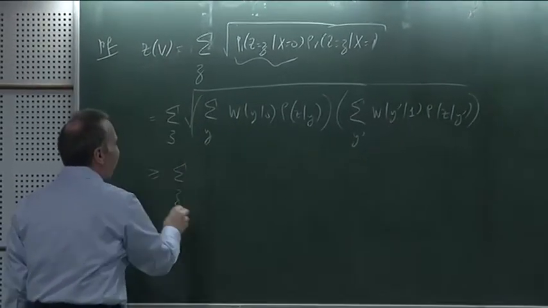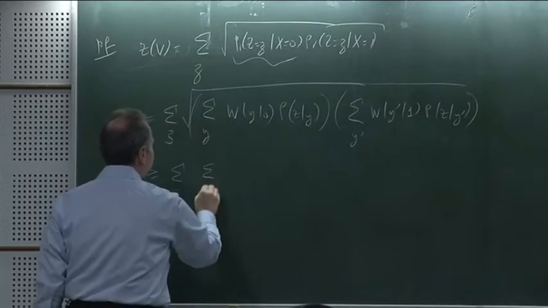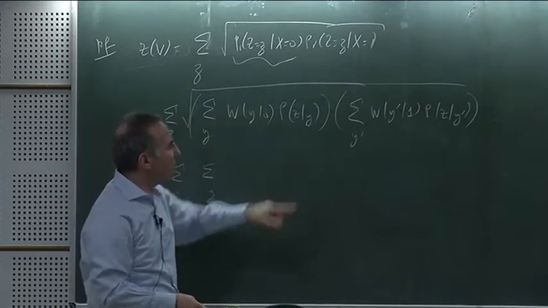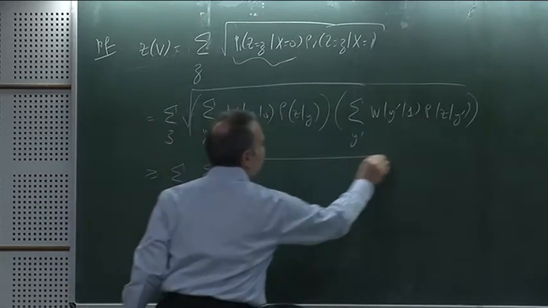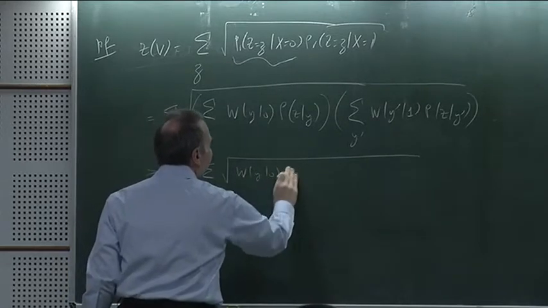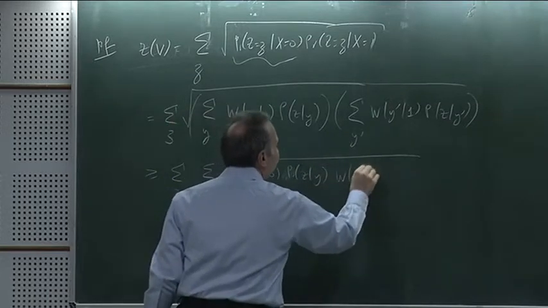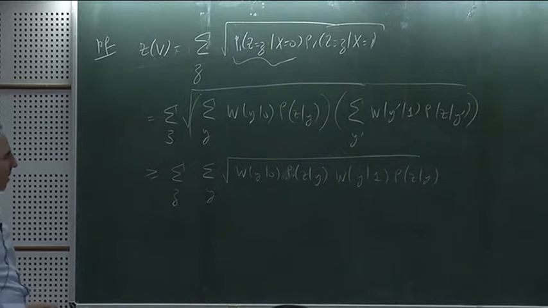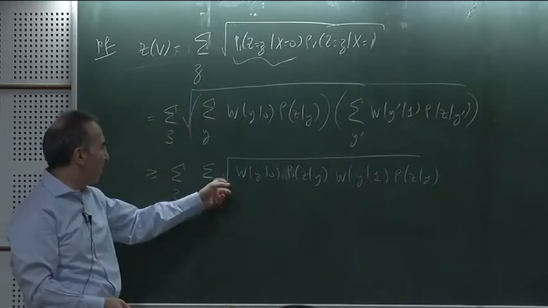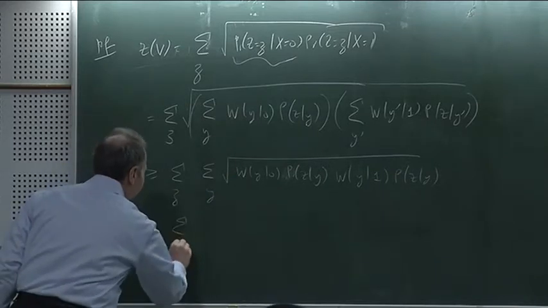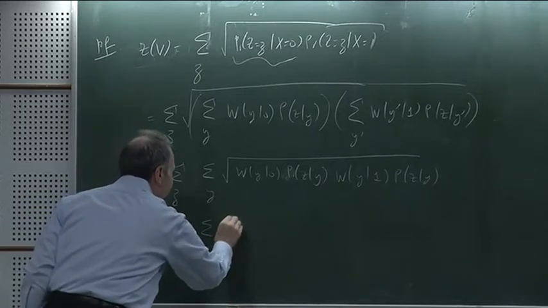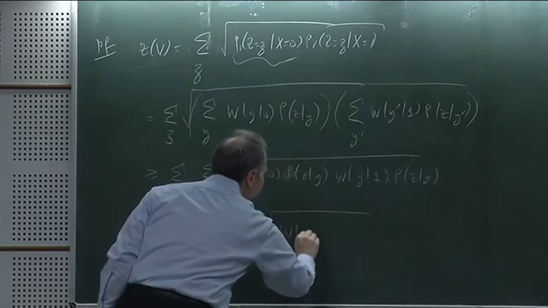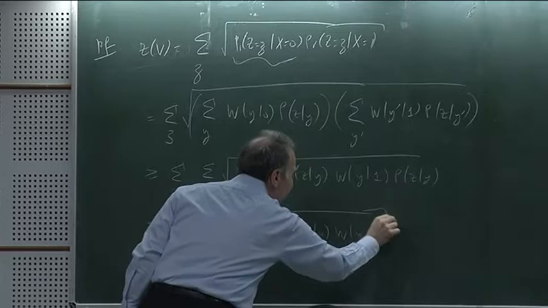So this is bigger than the summation over z. And what did we say? The square is bigger than the summation over all y of A_y times B_y, and A was the square root of this, and B was the square root of that. So I have inside the square root here W of y given 0, P of z given y, W of y given 1, P of z given y. P of z given y appears twice, so it's a square, but I have a square root, so this one comes out: P of z given y and the square root of W of y given 0, W of y given 1.